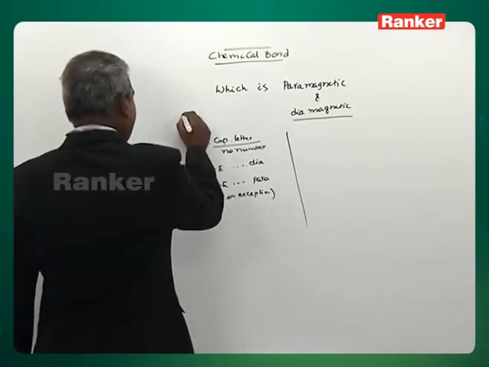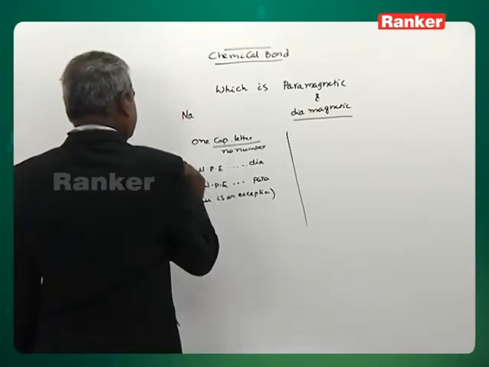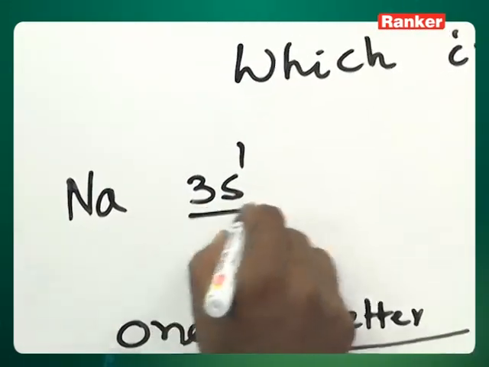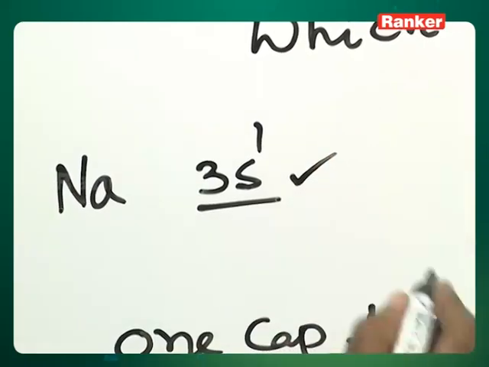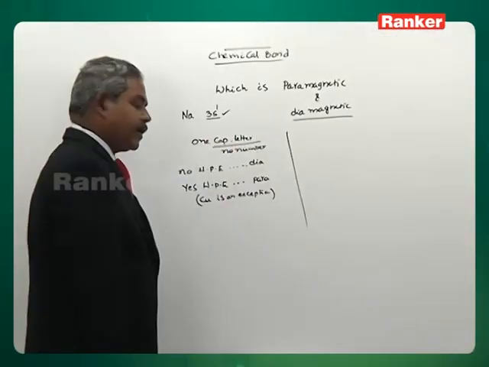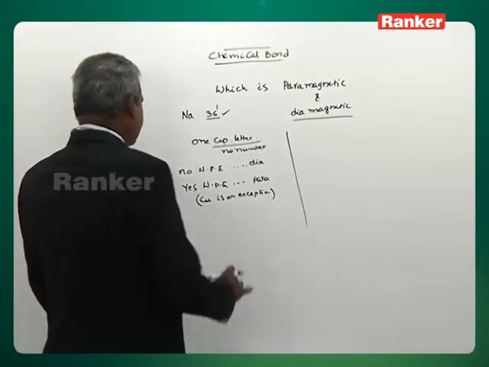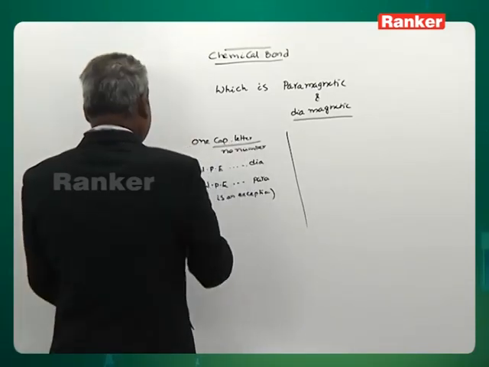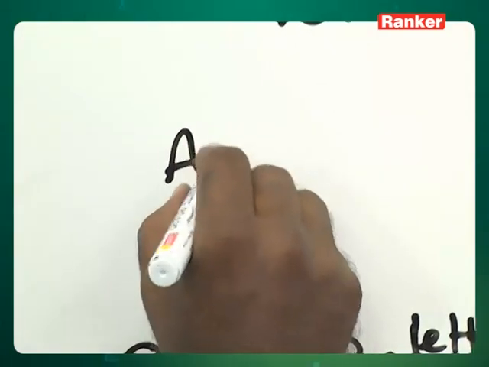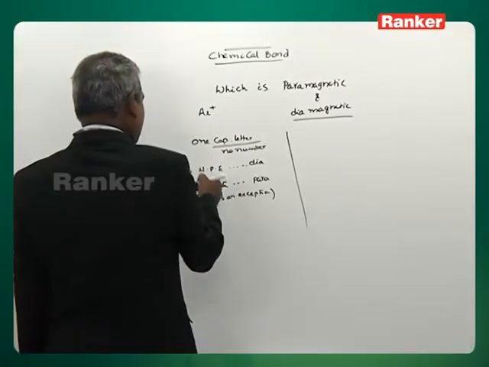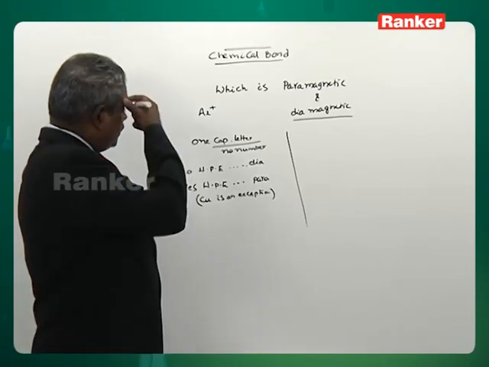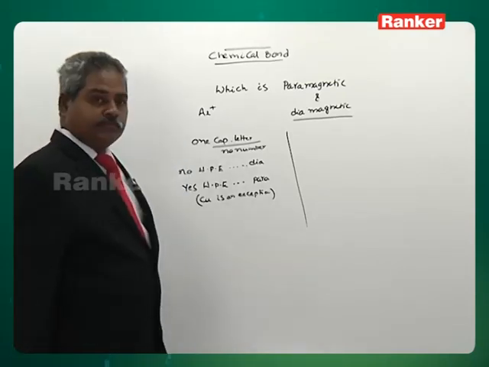Okay. Na, 3s1, unpaired electron is present, therefore para. Sodium is paramagnetic, sodium atom is paramagnetic, like that. Al plus, aluminum plus, one capital letter. Oh, you have only one capital letter. It's an ion. Element, elemental ion.